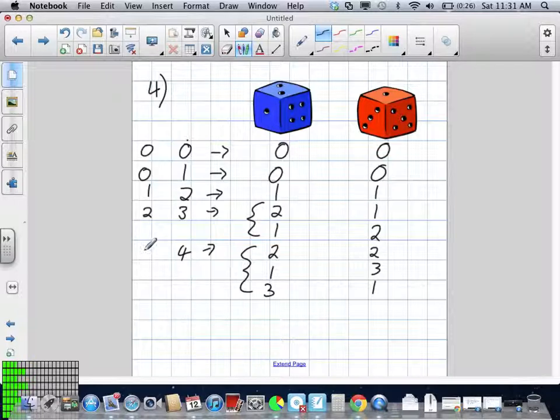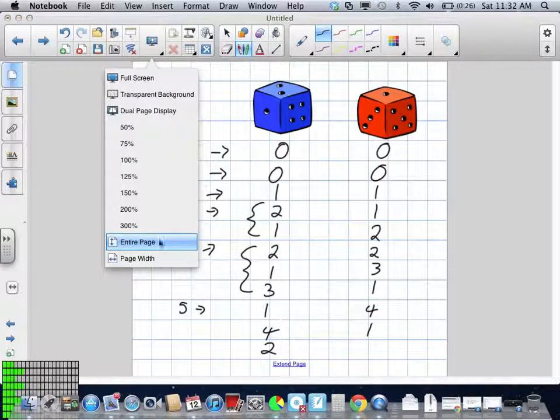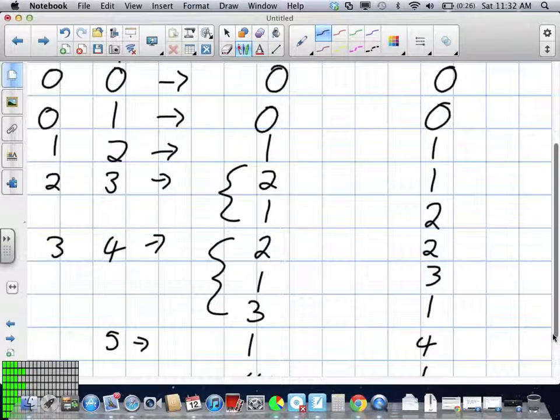For 3, we have 3 different options. Wait, I mean for 5, you have 4. What are they? 1 and 4, 4 and 1, 2 and 3 will work, and then 3 and 2.